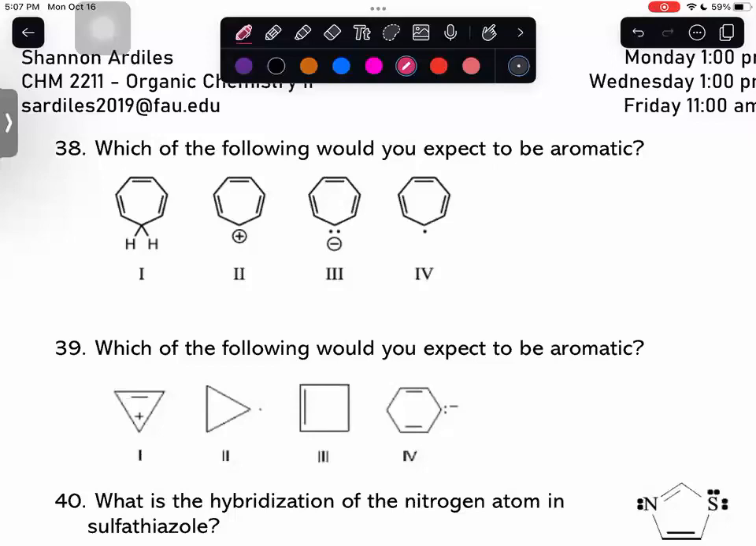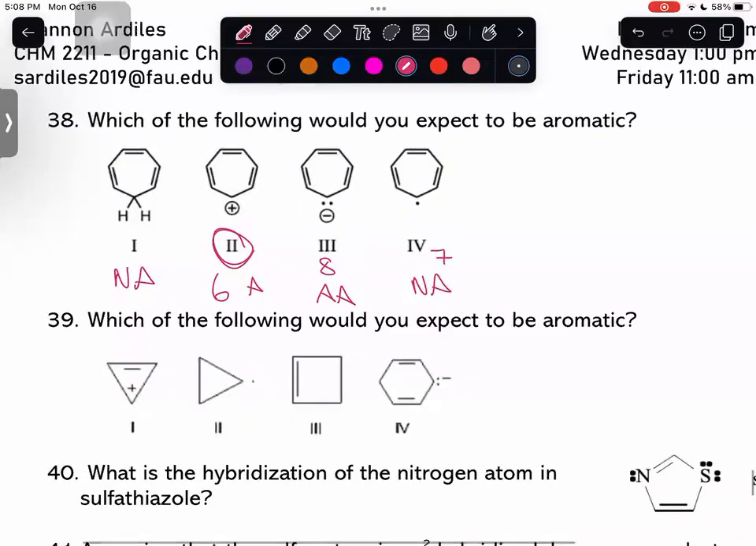Okay, 38 and 39 should be pretty simple. For 38, which one is aromatic? Beautiful. Huckel's rule. How many pi electrons do we see in total? 6. Molecule 1. What kind of system do we have? Not aromatic. This guy's aromatic. What about molecule 3? How many electrons do we see? And last one, 4. How many electrons? Beautiful. Okay.